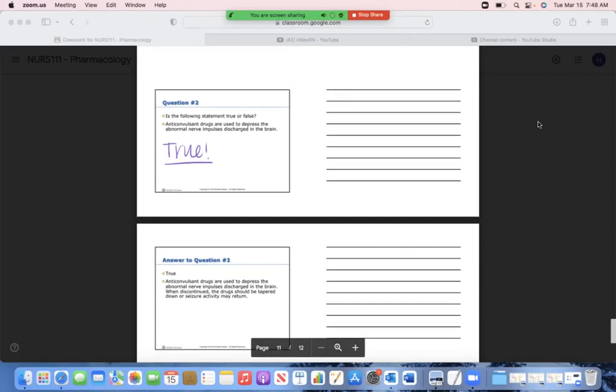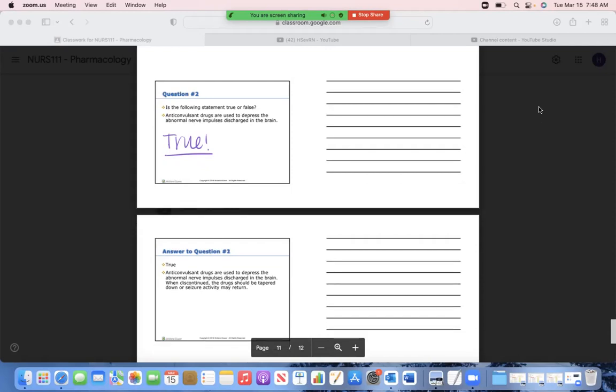Anticonvulsive drugs are used to depress abnormal nerve impulses discharged in the brain. True. We want to decrease those abnormal impulses so that our client does not have a convulsion. When discontinued, we always have to taper these down or we have like a rebound seizure activity.